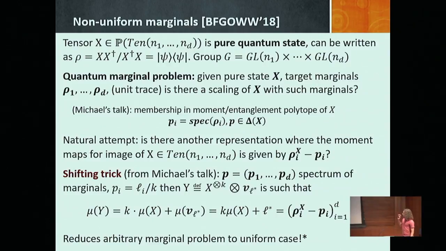Okay, so now we reduce the arbitrary marginal problem to the uniform case, but you have to take this with a truckload of salt, not just a grain of salt, because there are a lot of caveats here that we're going to see now. We're going to see exactly when we try to come up with an algorithm for it and try to analyze it.